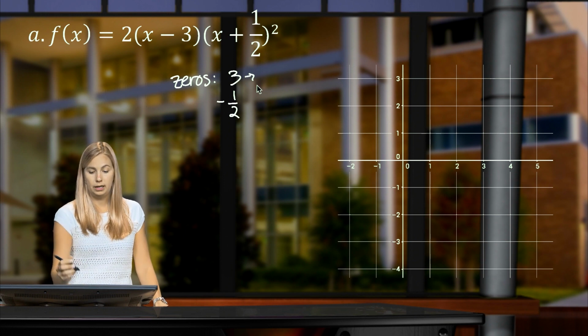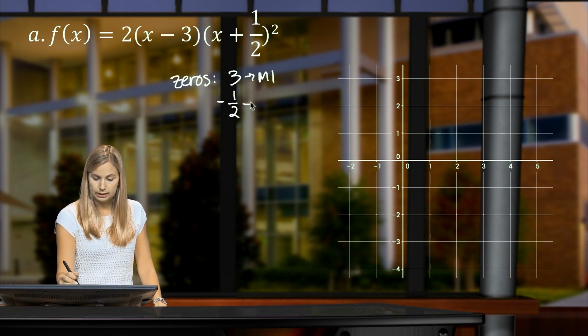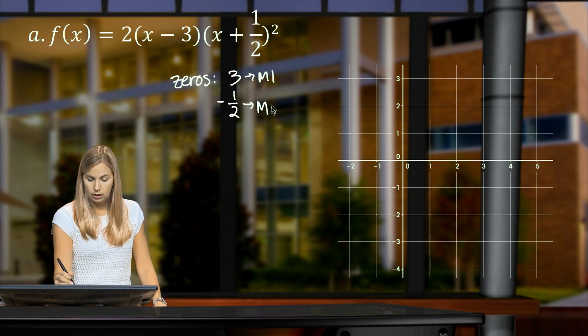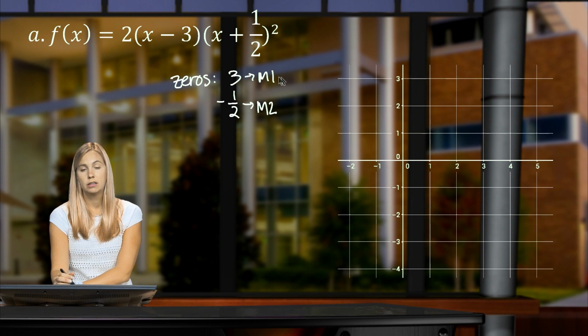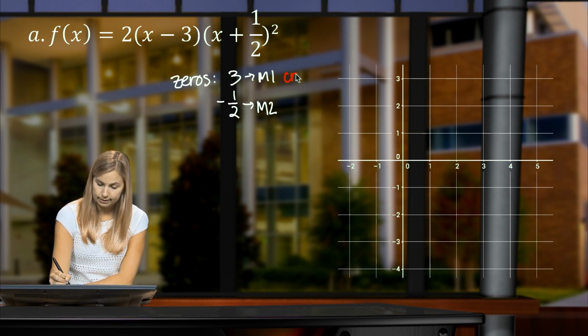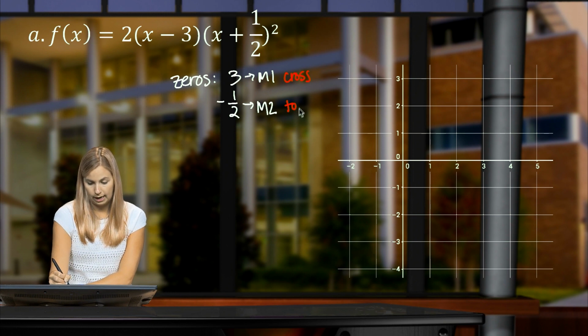What's the multiplicity of this first zero? It is 1. And the multiplicity of my second zero is 2. Since my multiplicity is odd here, that means it's going to cross the x-axis. Since my multiplicity is even, it will touch the x-axis.